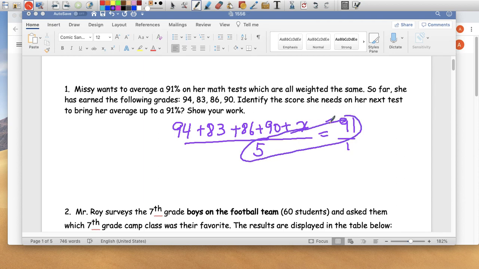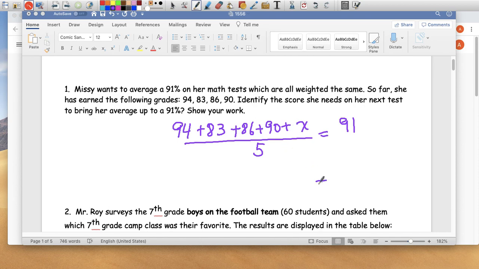If I multiply 5 times 91, I get 455. And if I multiply 1 times this whole thing, it's just that whole thing: 94 plus 83 plus 86 plus 90. By the way, when you're multiplying, you put it in parentheses, but it's okay because it's multiplying by 1, so it ends up being the same thing. The main thing here, stepping back, is knowing that I'm going to divide that by 5 to give 91, right? So this is the main thing.